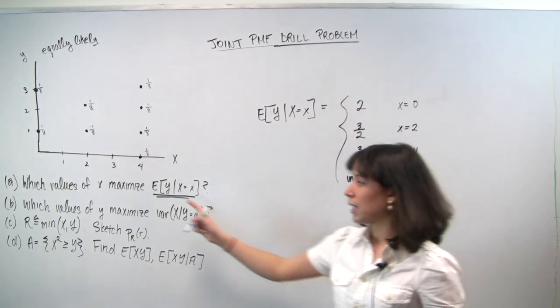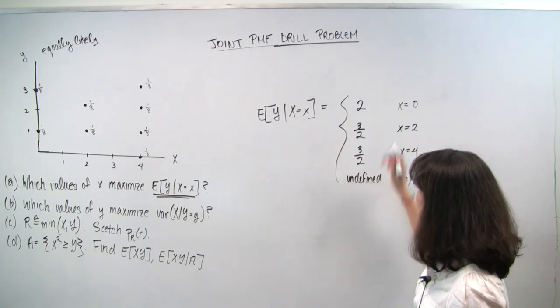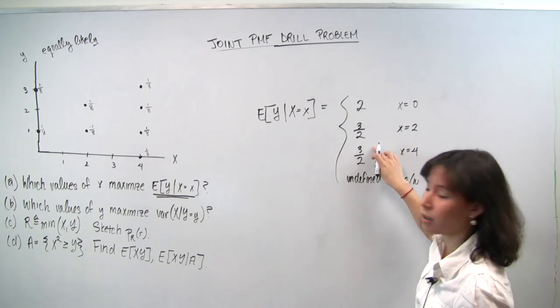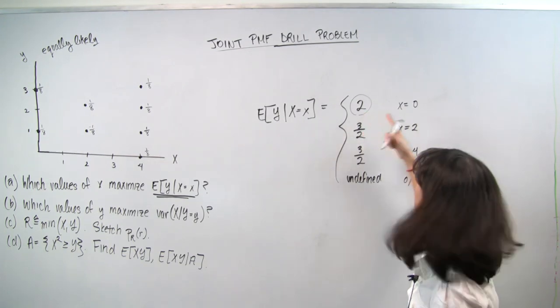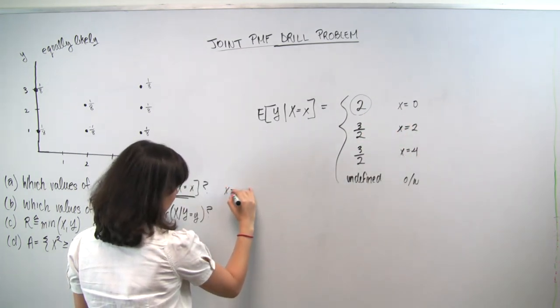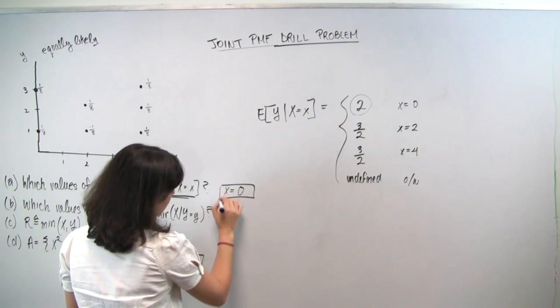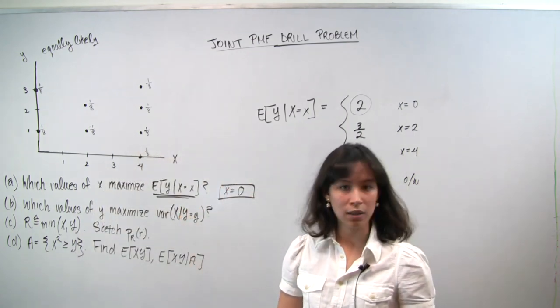Now we just need to find which value of x maximizes this. Well, let's see. 2 is the biggest quantity out of all of these numbers. So the maximum is 2, and it occurs when x is equal to 0. So we come over here, and we found our answer. X is equal to 0 is the value which maximizes the conditional expectation of y given x.